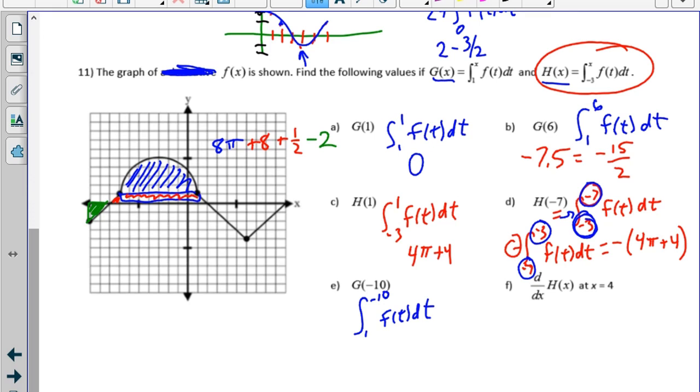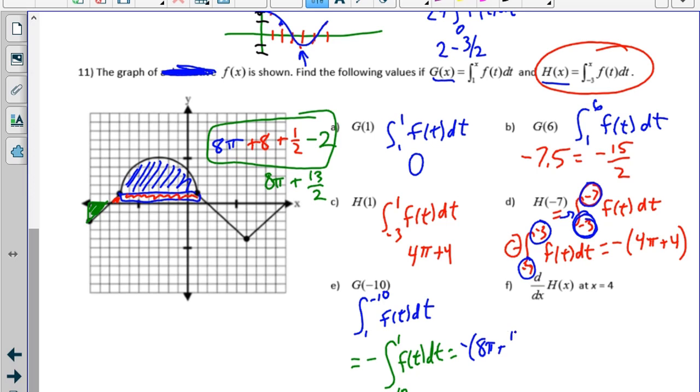But again, since I have the integral from 1 to -10, that's equal to the opposite of the integral from -10 to 1 of f of t dt. So everything I just did is going backwards. Everything under the axis I'm actually going to count as positive, and everything over the axis I'm going to count as negative. So whatever I get here, I have to give the opposite of it. So this is 8 pi plus 6.5, and I'm going to get the opposite of that. My answer is negative 8 pi plus 13 halves.